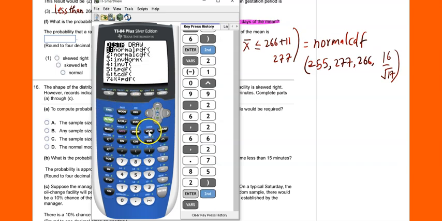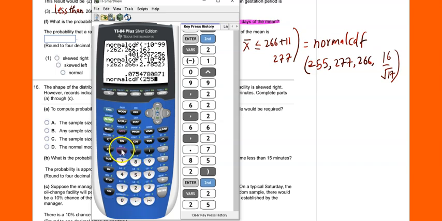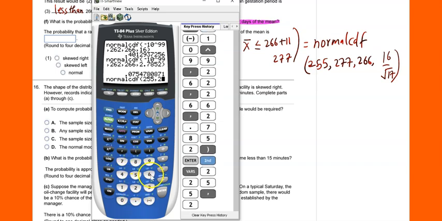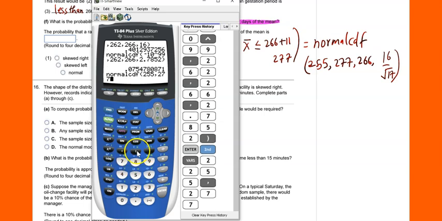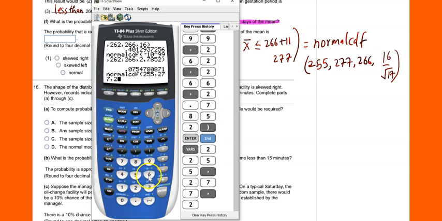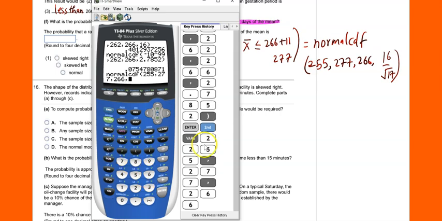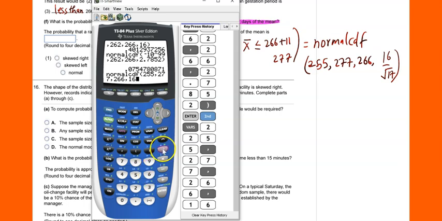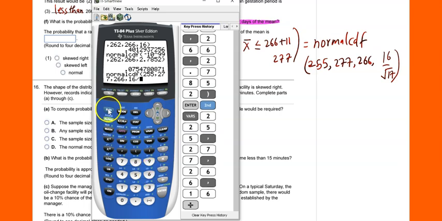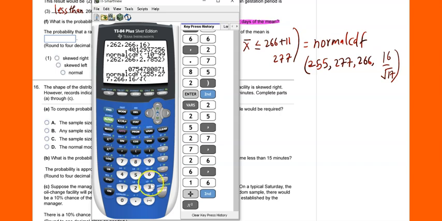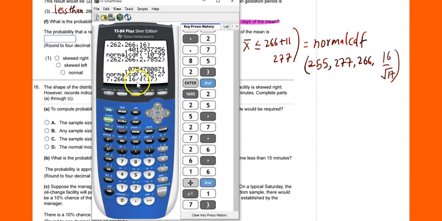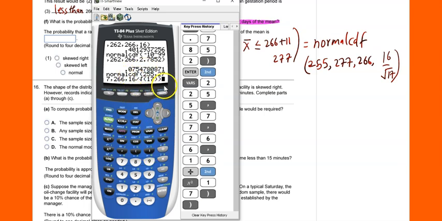Second VARS, number 2, normal CDF: 255 comma 277 comma 266. That's the mean, comma, standard deviation. Let's type exactly like that: 16 divided by second square gives you the square root of 17. You close the square root and you close normal CDF. That's exactly what I type.